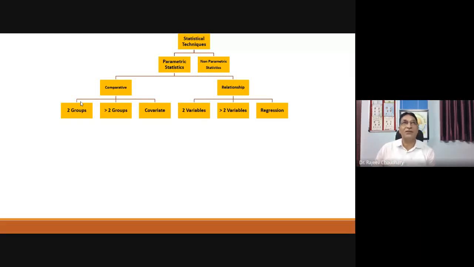But there are three different types of t-tests. We will discuss about the application of all three different t-tests one by one. Let's start with the first t-test, that is known as independent t-test. Independent t-test is used to find out the significant difference between two groups. Two independent groups are required.